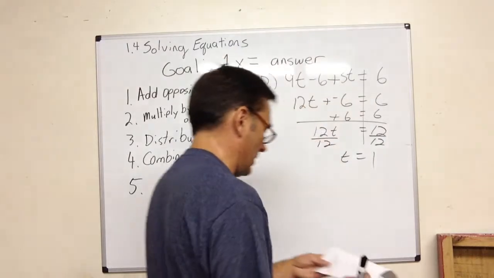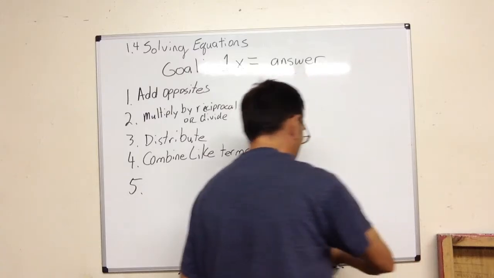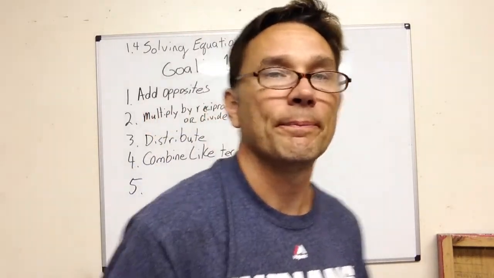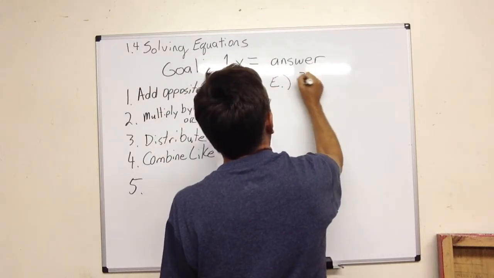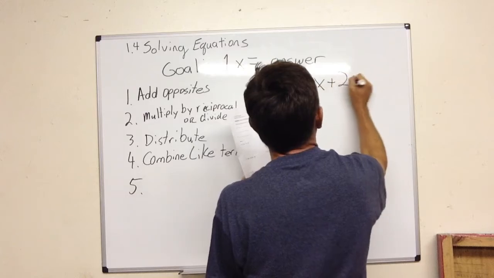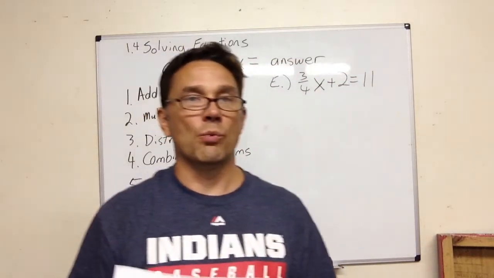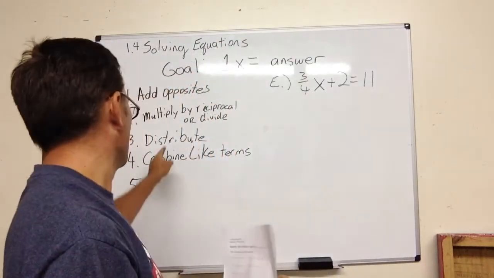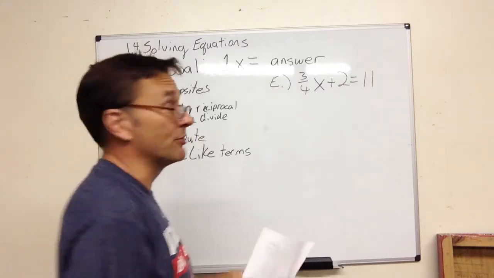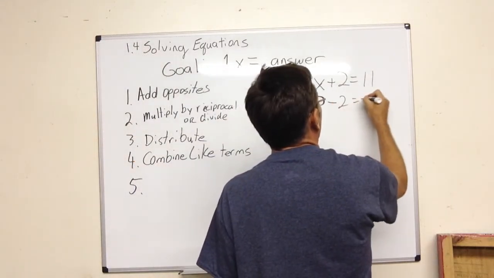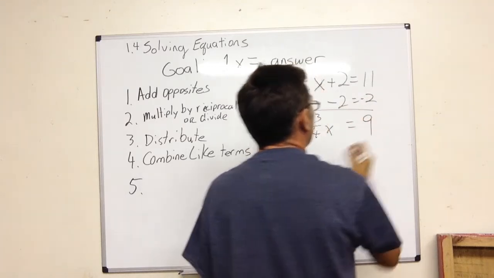Looking at problem E. Now, please don't spaz out because there's a fraction there. We have 3/4 x plus 2 equals 11. Solve it the same way. What will we do first? Can we distribute or combine like terms? No. We can add opposites though. We still have 3/4 x equals 9.